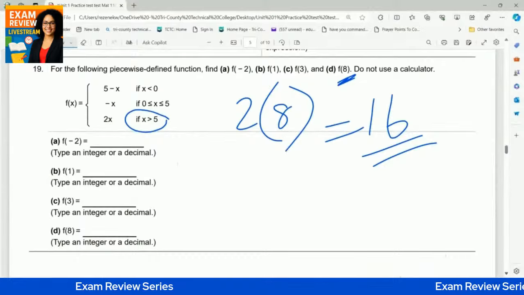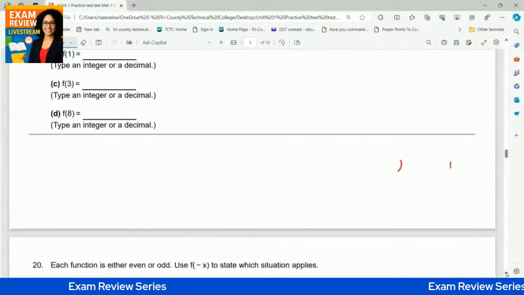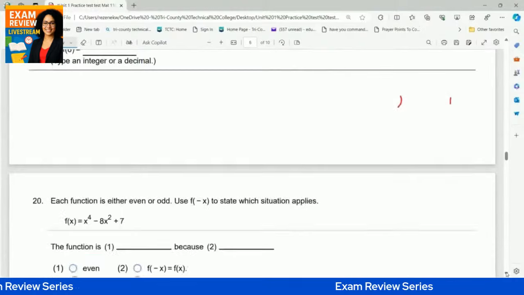Well, next class, we are going to be graphing the piecewise defined function, and we shall be finding the difference quotient. We shall be proving the difference quotient. All right.